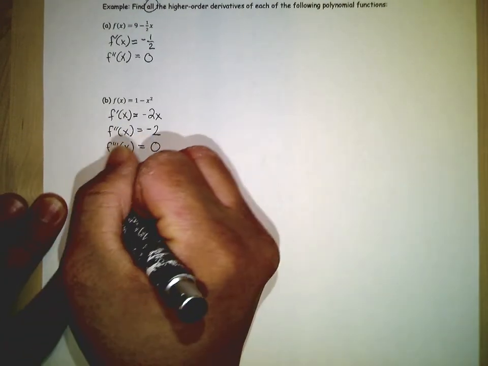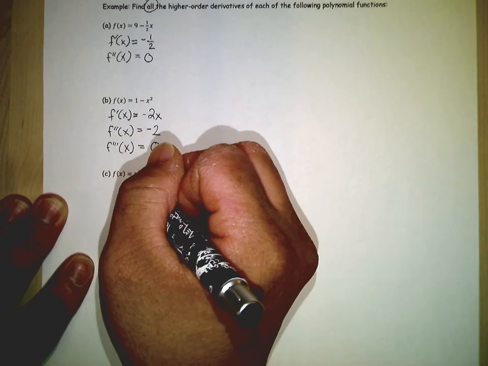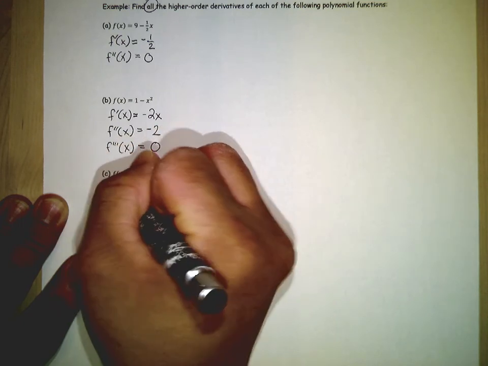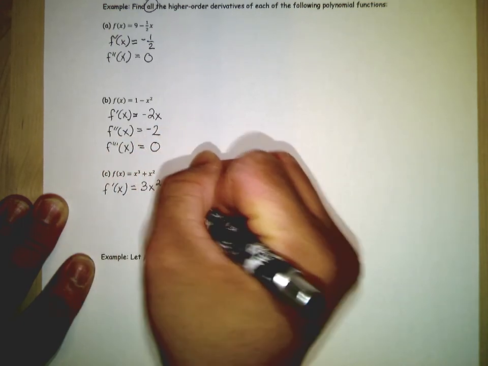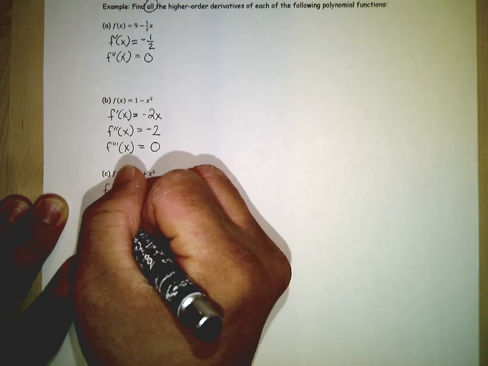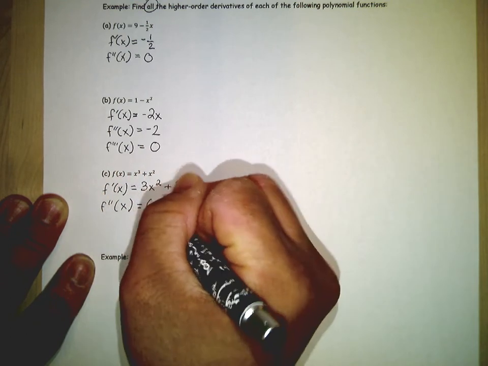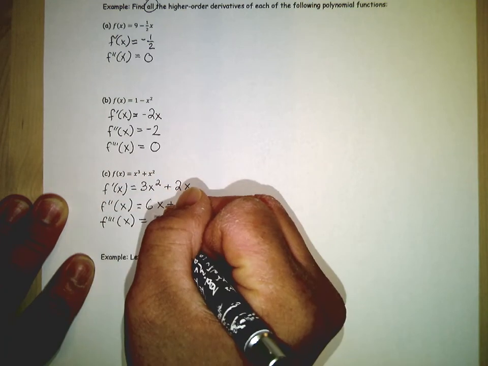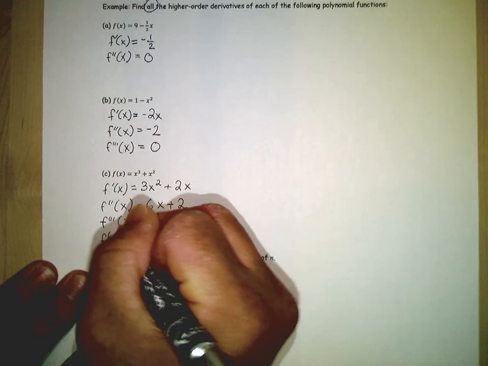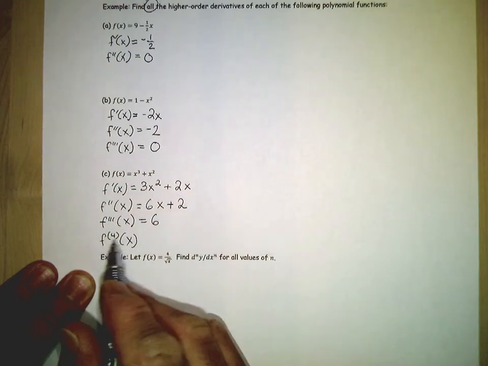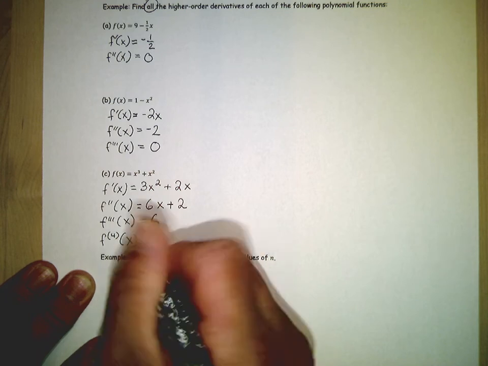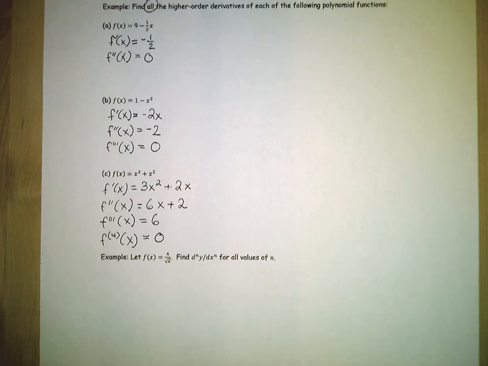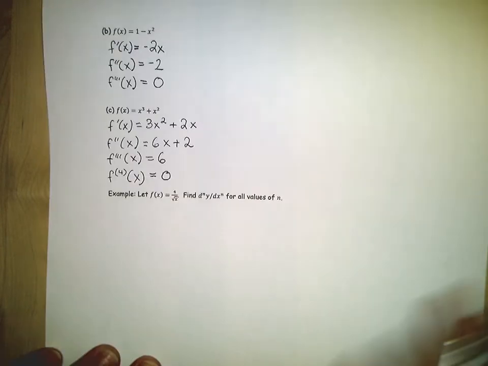Let's try again. The derivatives of f of x equals x to the third plus x squared. So the first derivative will be 3x squared plus 2x. The second derivative will be 6x plus 2. The third derivative will be 6. And the fourth derivative, remember I'm going to write the 4 in parentheses like this, will be 0. And that means we've now found all of the higher order derivatives since the rest of them will be 0.